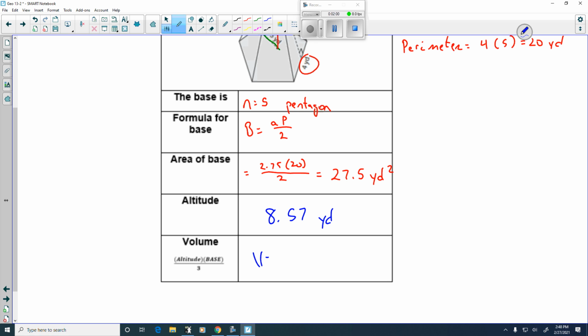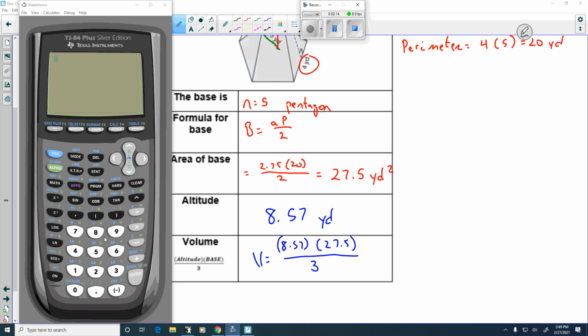And finally, the volume is the altitude times the area of the base divided by 3. And I'll have to do this on my calculator. So we've got 8.57 times 27.5 divided by 3, giving me 78.56. 78.56 is going to be the volume of that shape.